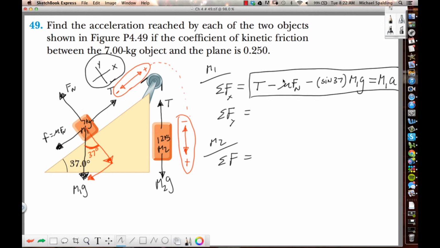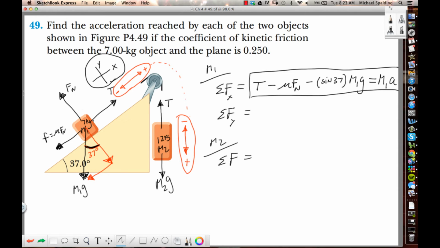And then the other force we have in the x direction is this guy, which is the x component of mg. And that's negative, because which way does he point? Does he point up the hill or down the hill? Down the hill. Down the hill is negative. Okay? And then why is it sine and not cosine? Well, because 37 degrees is right here. So this component that I'm circling is opposite the 37, and opposite is sine.